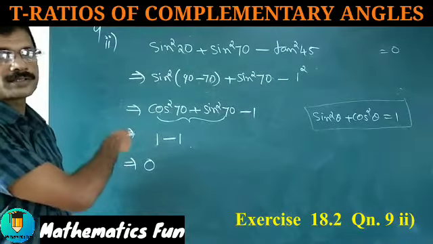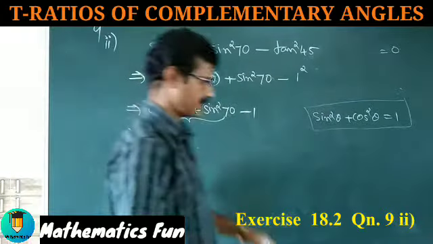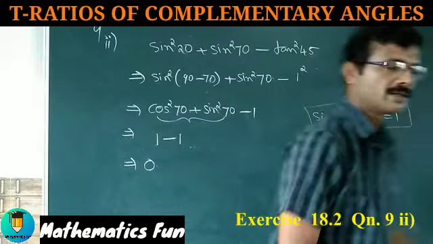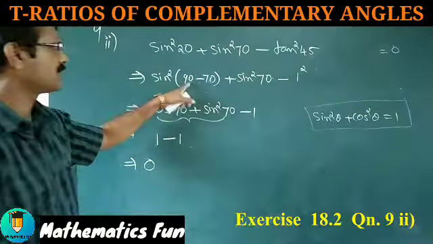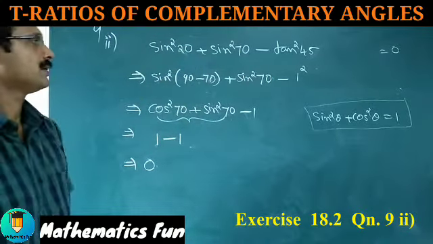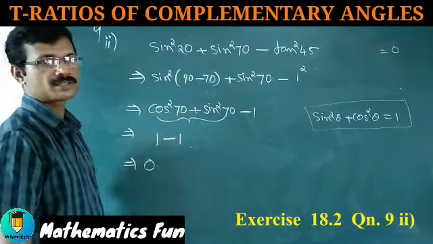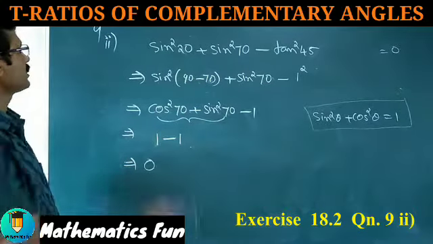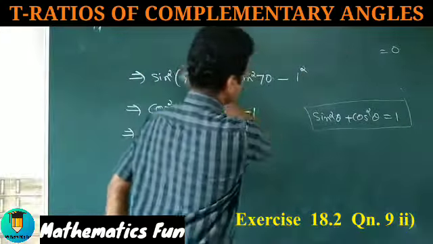So here the identity is also coming. That is why this question is slightly different. The only thing is, we always have to make the changes. One angle we have to convert in terms of the other angle, then automatically some results will come. This is question number 9, second part.